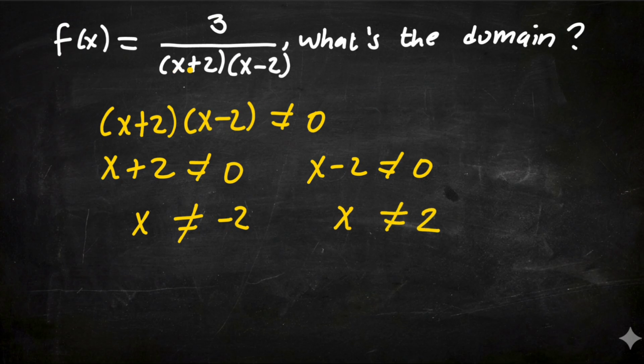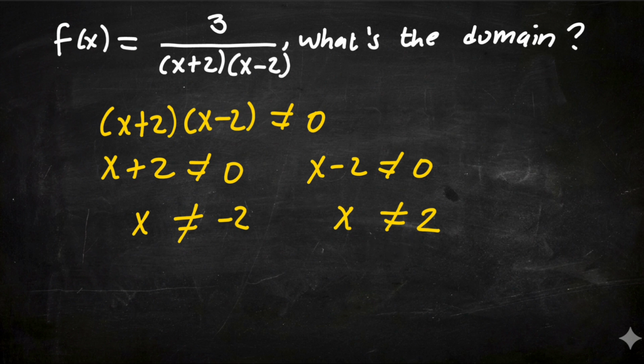Because if I put negative 2 here, this is going to be 0, and 0 times whatever is 0, and that's a problem in the denominator. Same thing here. If I have 2 here, 2 minus 2 is 0. 0 times anything is going to be 0, and that's also a problem in my denominator. So x can be every real number except negative 2 and 2.